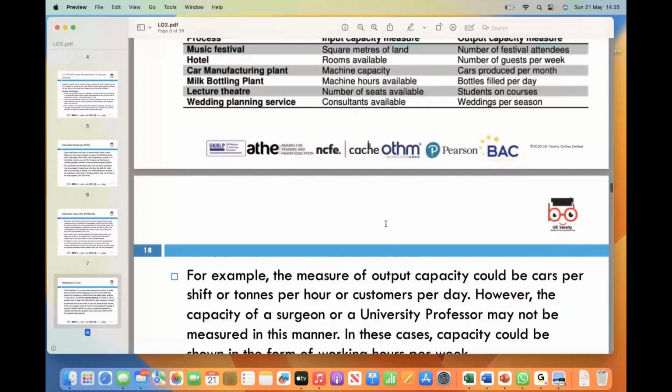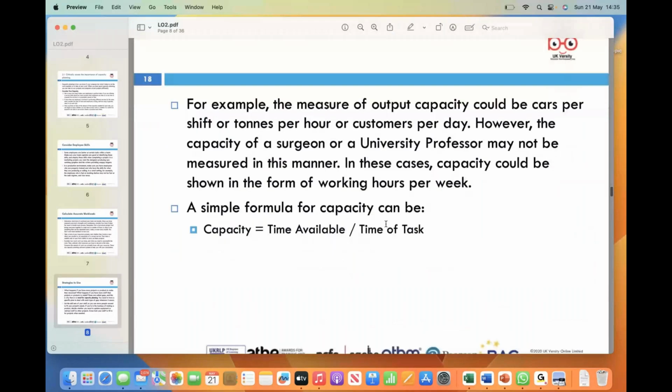Here is another example. The measure of output capacity could be cars per shift, tons per hour, or customers per day. However, the capacity of a surgeon or a university professor may not be measured in this manner. In these cases, capacity could be shown in the form of working hours per week. A simple formula of capacity is: capacity is equal to time available divided by time of task.